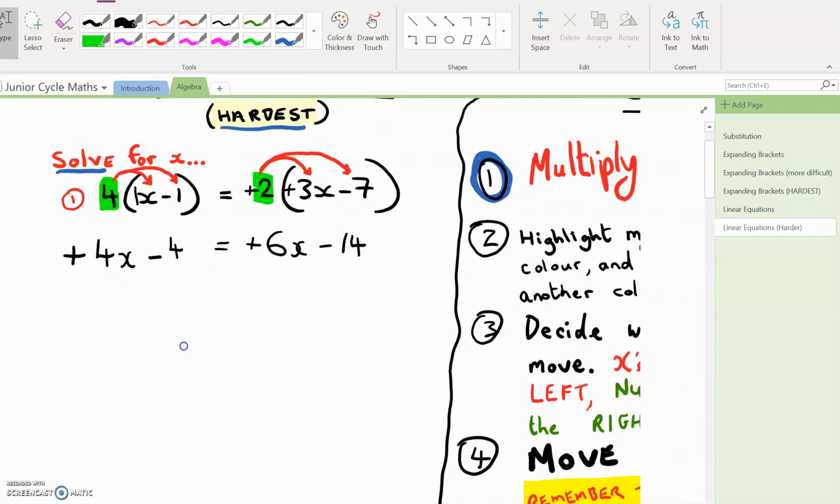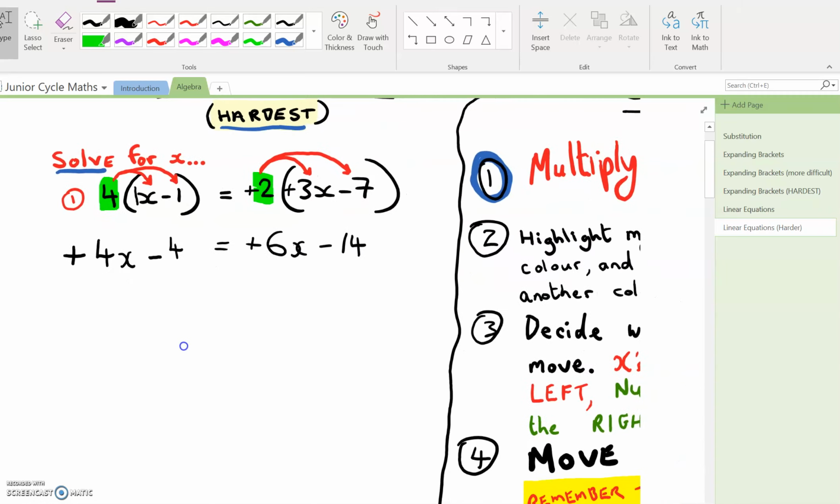We have to highlight the x numbers in one color and the normal numbers in another color. Right, let's get a couple of colors here. Let's do yellow. Let's do the x numbers in yellow this time. Where are my x numbers? Here's 1. And remember, highlight the sign in front. Where else is there 1? Over here there's another 1. Highlight the sign in front.